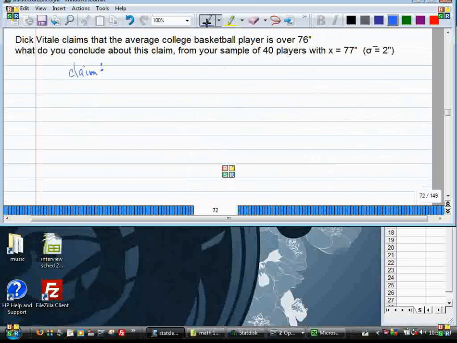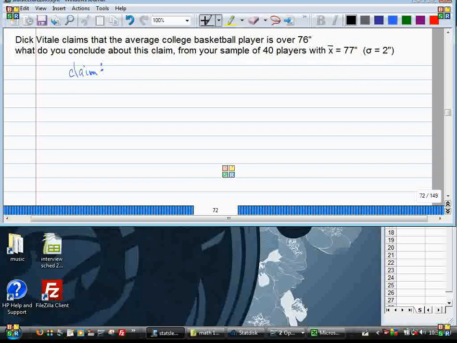Alright. So Dick Vitale claims that the average college basketball player is over 76 inches. What do you conclude about this claim from your sample of 40 players with X bar equal to 77, and let's take sigma to be 2 inches. Alright, so how do we do this problem?